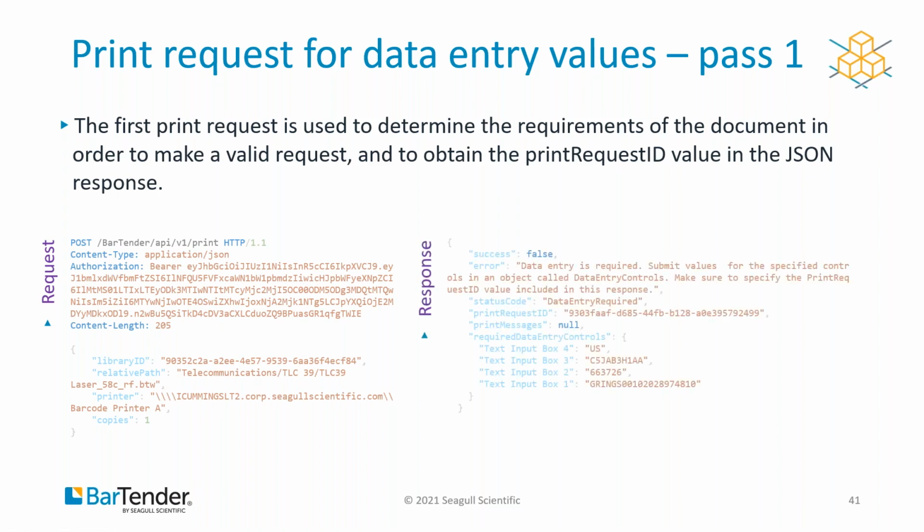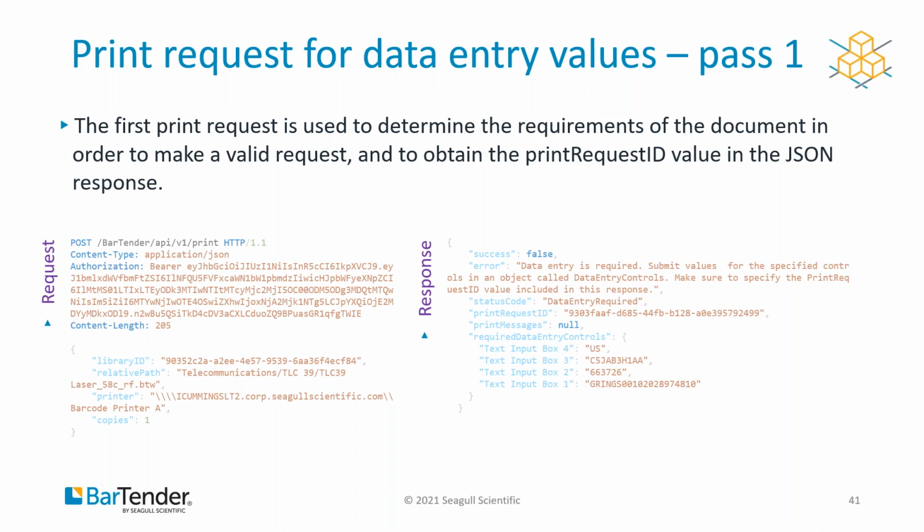And if there are indeed data entry form controls on that document, then a response will come back to the origin saying, failure, there's data entry items for this document. Here is a list of the names of those data entry form controls with their current values. So this gives the receiving application a list of items that it needs to set with variable data.